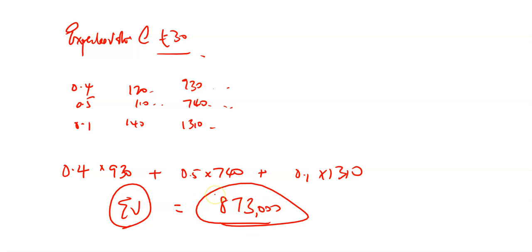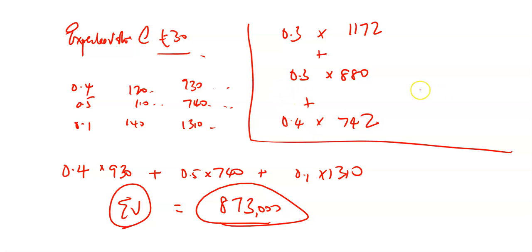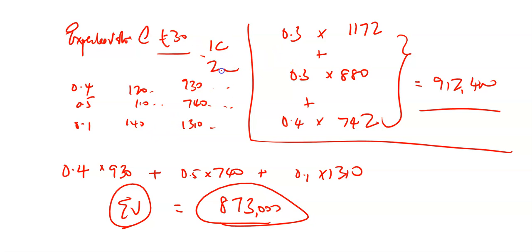Great. Then it asks us for the expected value at the £35 option, which is what I'm doing. I'm doing the same thing again, but I'm just going to write it out because I'm sure you're looking at your textbook. That's 0.3 times 1172 plus 0.3 times 880 plus 0.4 times 742. Do all that and you should get 912,400. There you are, so those are the first two. Question 1 is C and question 2 is C.